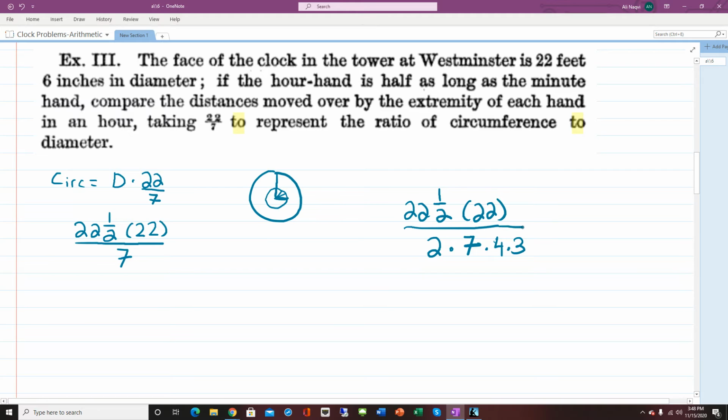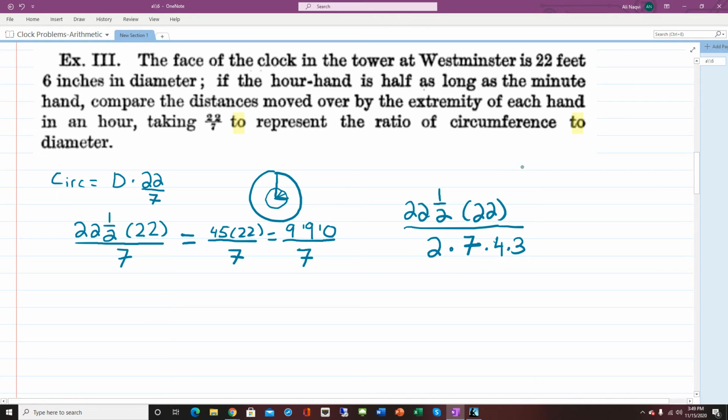Great. So this is going to compare the distances moved by the hands. So let's double this. I'm going to get times 2 times 2. I just get 22 plus 22 is 44. So I get 45 times 22/7. Okay? We can easily simplify that expression because I get 5 times 2 is 10. And then I get 8 plus 10 is 18 plus 1 is 19. And then 8 plus 1 is 9. So 990/7.